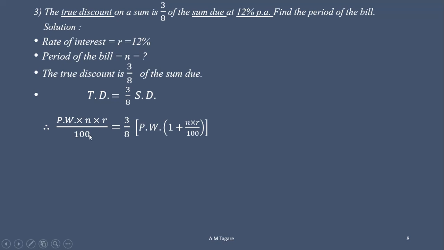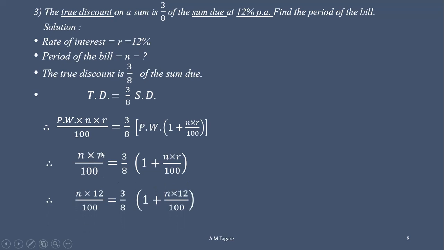So we use formula for true discount. PW into N into R upon 100 is equal to 3 by 8 of SD. We use this formula. SD is equal to PW into bracket 1 plus N into R upon 100. Now we cancel present worth from both sides. So we get N into R upon 100 is equal to 3 by 8 into bracket 1 plus NR upon 100. Now value of R is given. We substitute here R is equal to 12. So N into 12 upon 100 is equal to 3 by 8 into bracket 1 plus N into 12 upon 100.